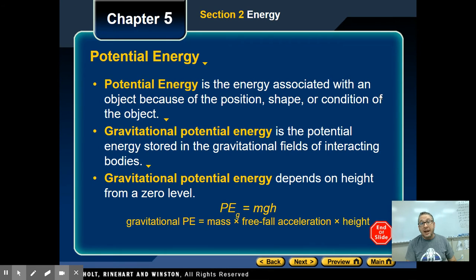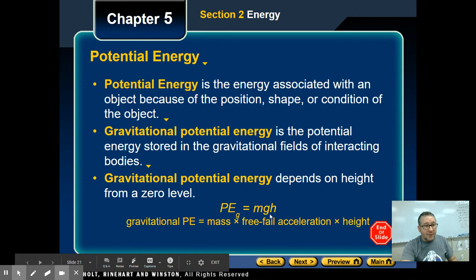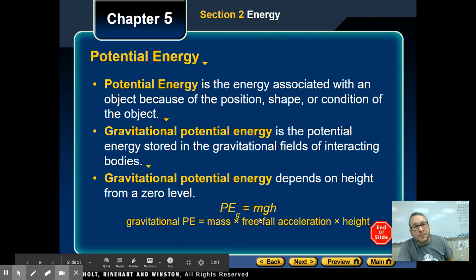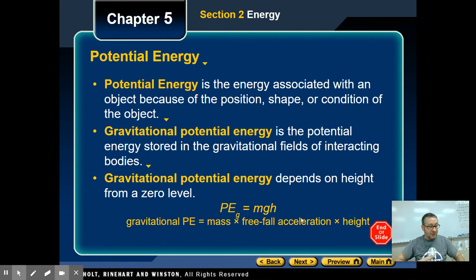Okay, we also have gravitational potential energy. It's the potential energy stored in the gravitational fields of interacting bodies. Gravitational potential energy depends on the height from a zero level. Okay, so here's your first formula. Gravitational potential energy, PEg, you might even see it written as GPE, depends on what book you look at, is equal to the mass times gravitational acceleration times the height of the object from the zero level that you're measuring.